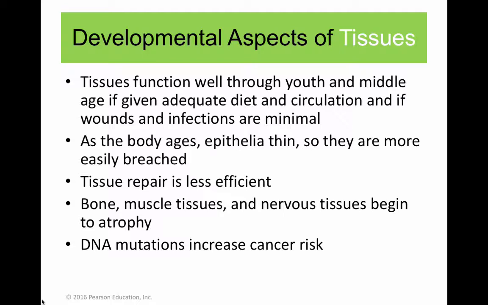Tissue repair is less efficient as you age because of this. Bone, muscle tissue, and nervous tissue also begin to atrophy, or become less strong. And DNA mutations can increase cancer risk in tissues as you age too.